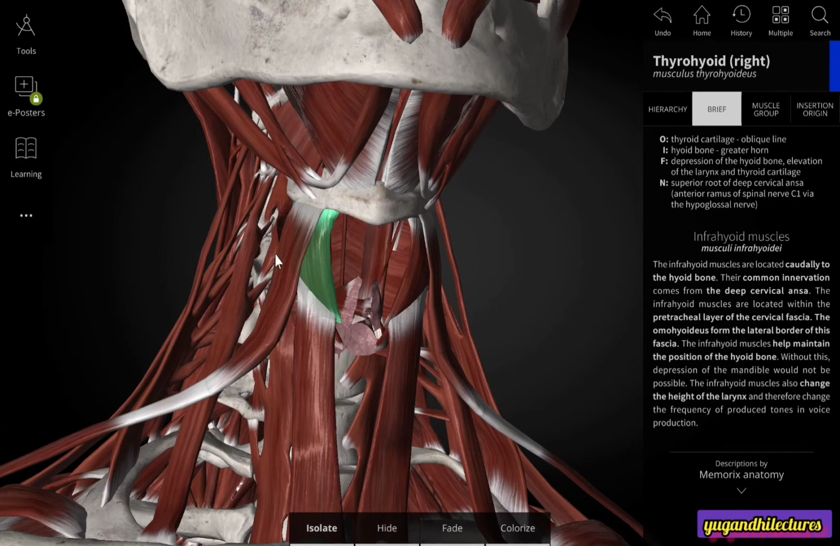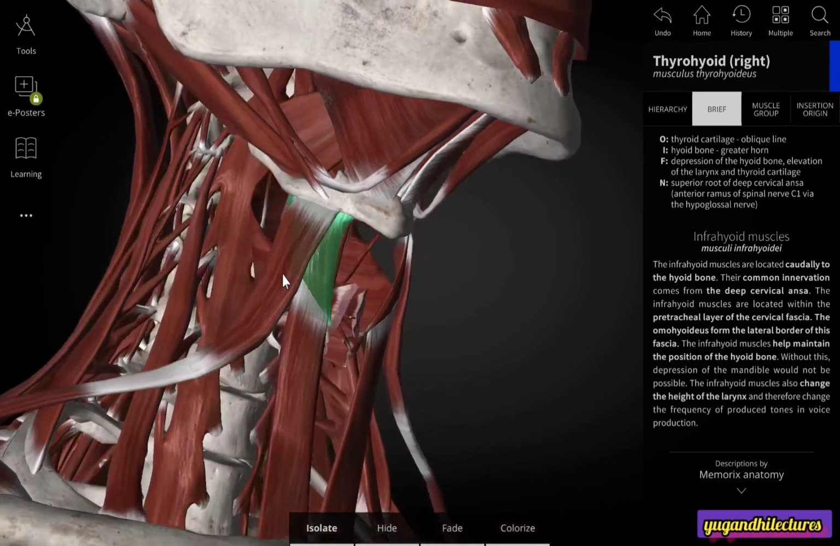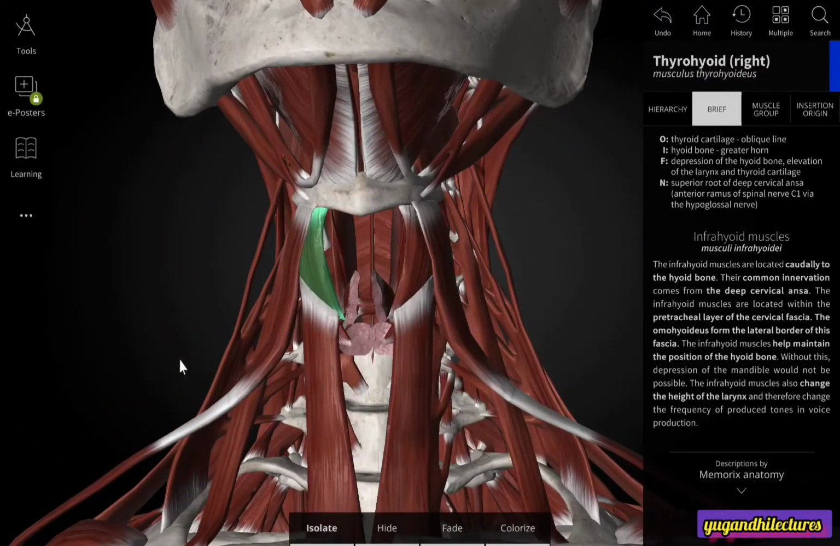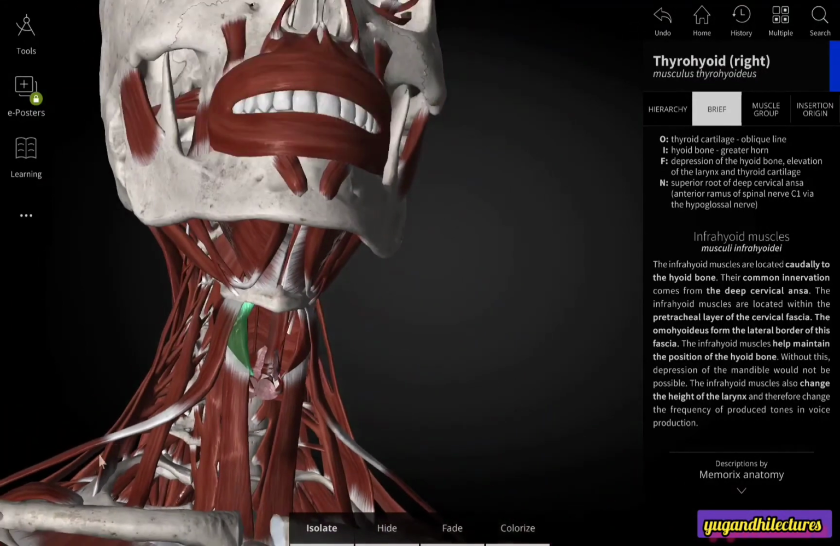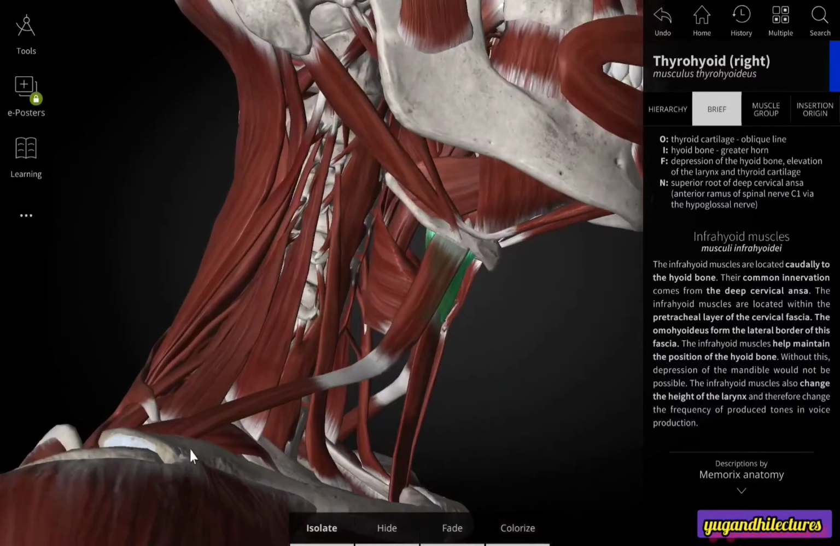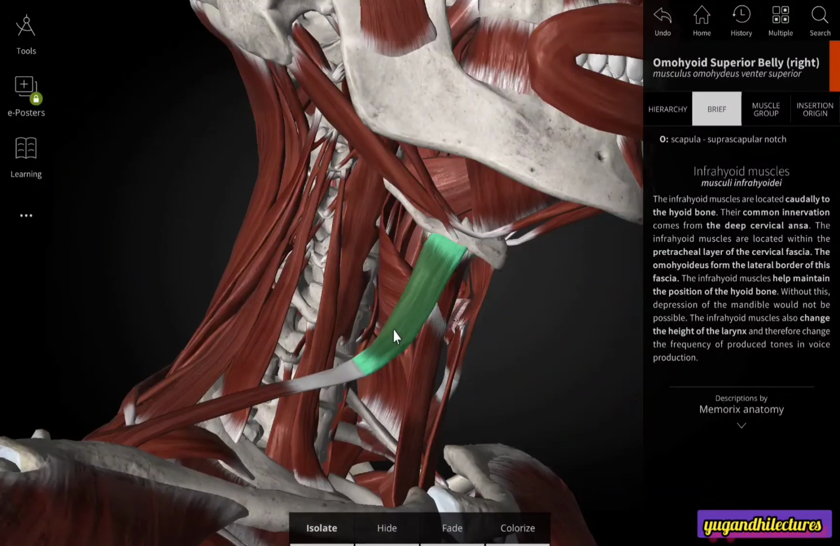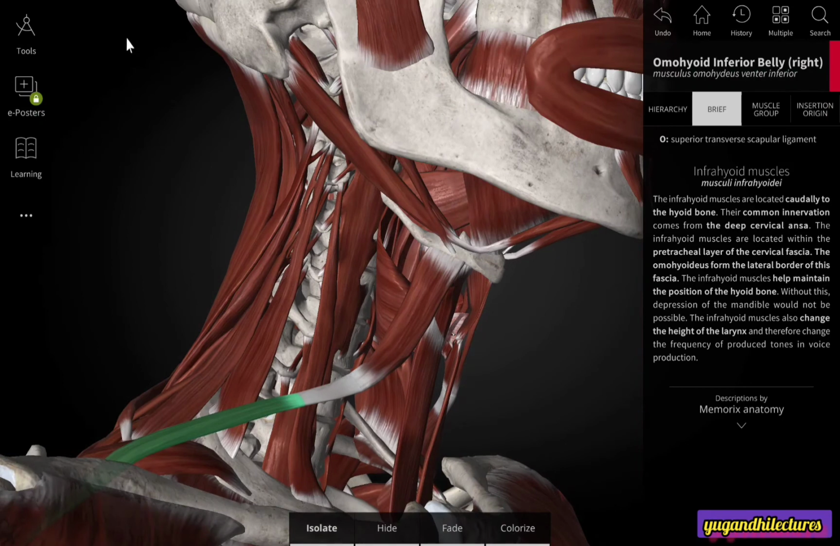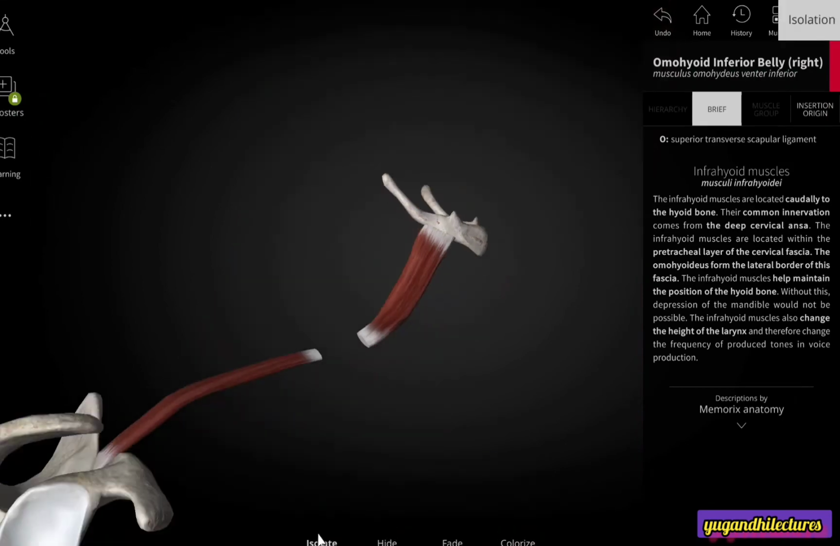So the next muscle we are going to look through is the omohyoid muscle. This is the last muscle we are going to see in the infrahyoid group of muscles. Here you can see the superior belly of the omohyoid, this is the common tendon, and this is the inferior belly of the omohyoid. This muscle is related to the hyoid bone as well as to the scapula. Now coming to its origin and insertion.